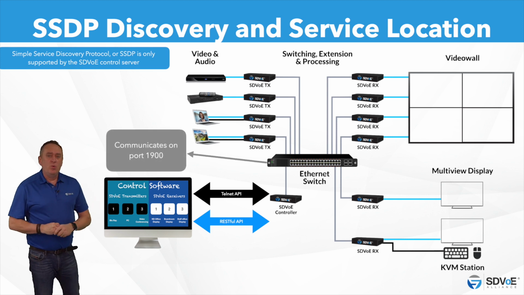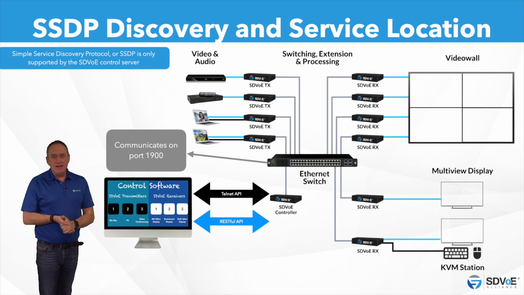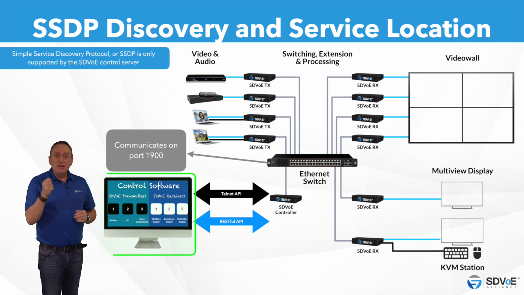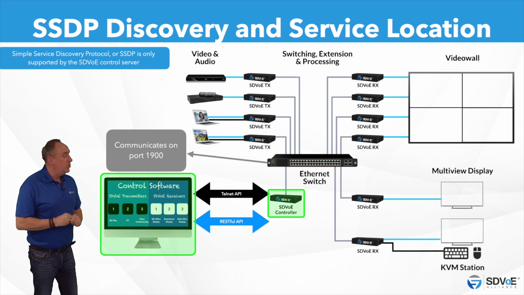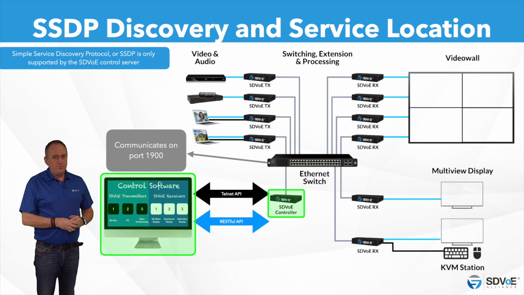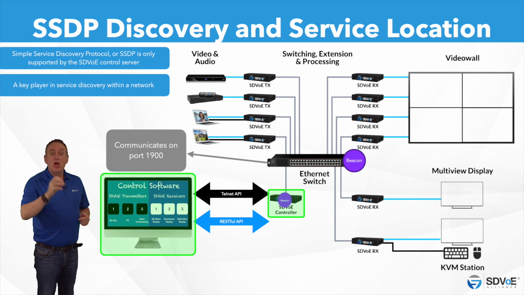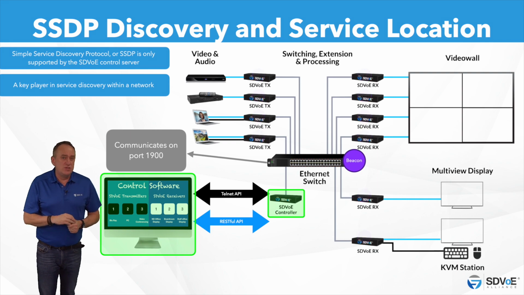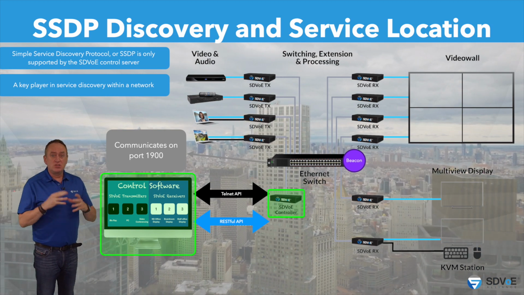It communicates on port 1900, and it's a key player in service discovery within an SDVoE network. Think of SSDP as the search engine allowing application layer interfaces and controllers, like the SDVoE control server, for example, to discover control server services which are available on the network. This port is a beacon. It's emitting a signal that these services and only these services respond to, allowing for the discovery of available network resources. It's like having a directory in a large building guiding you to the right office amongst hundreds of others.